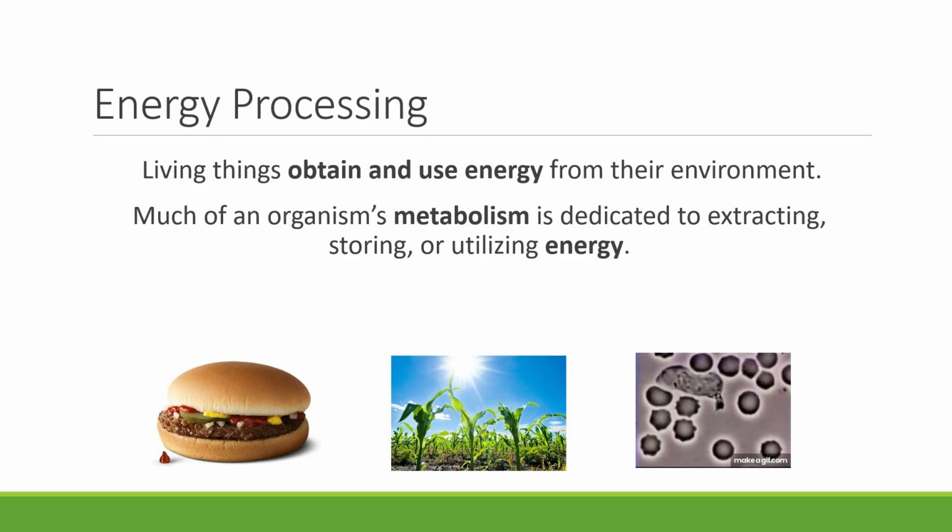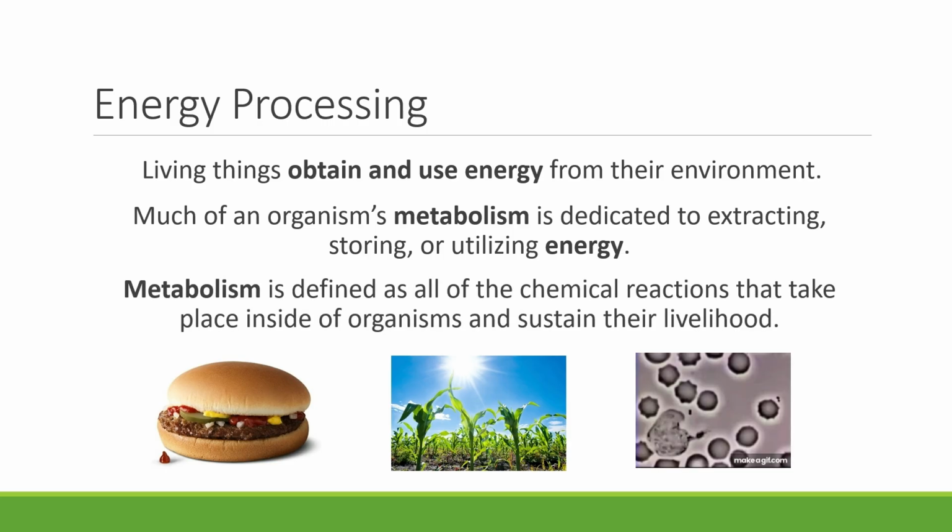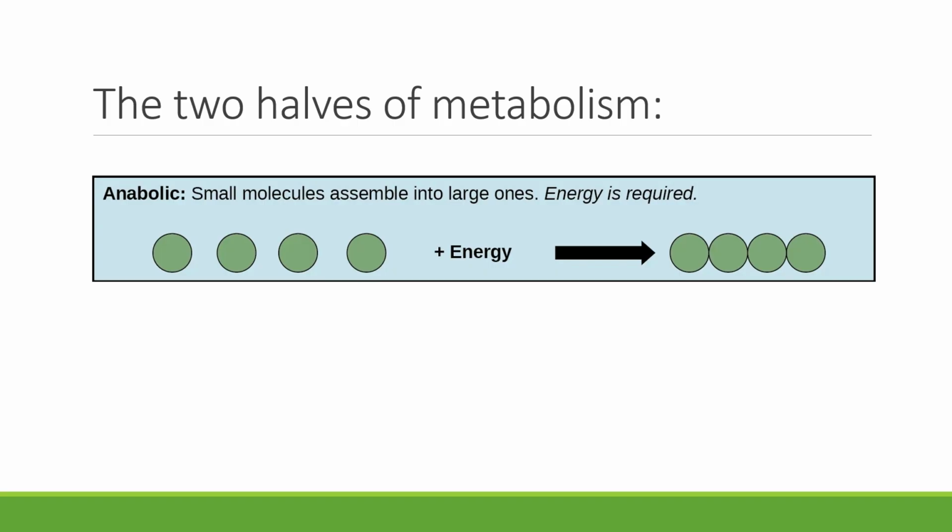The actual definition of metabolism is all of the chemical reactions that take place inside of organisms and sustain their livelihood. Metabolism is basically everything that happens on a chemical level inside the body of a living thing. So it's a very, very broad, encompassing concept. And being so broad, it's helpful to break it down and think about metabolism as being composed of two interdependent parts. First, there are anabolic reactions, which take smaller molecules and combine them to create larger ones.